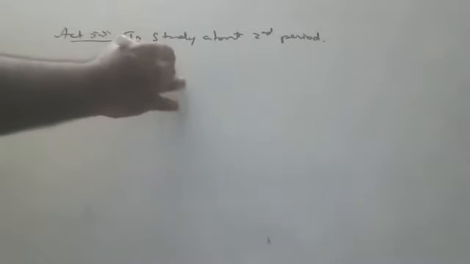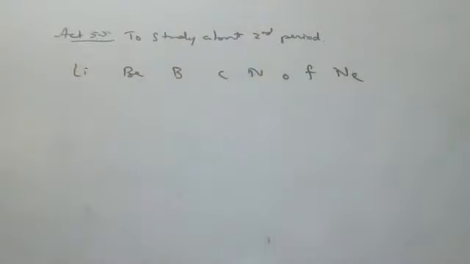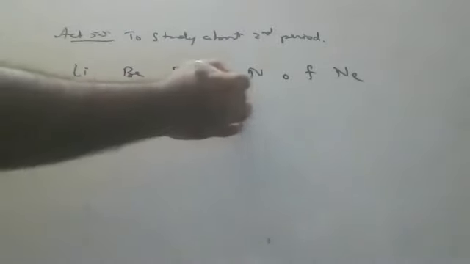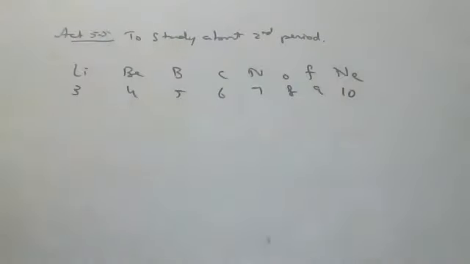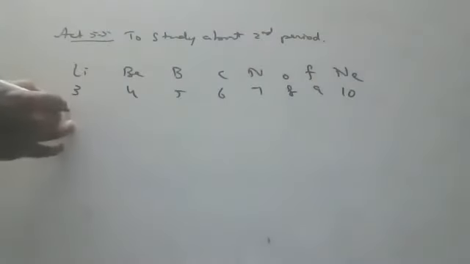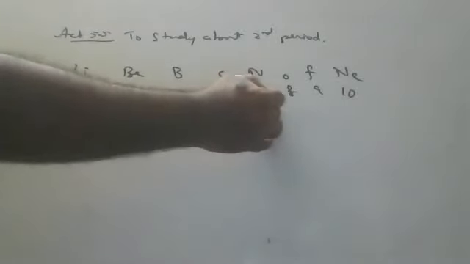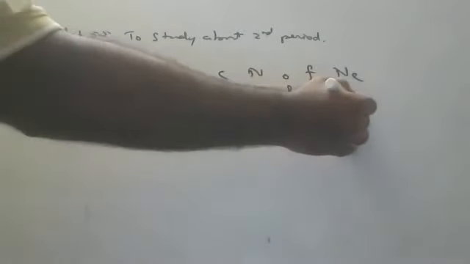Lithium, beryllium, boron, carbon, nitrogen, oxygen, fluorine, neon are present in the second period. Write down their configurations. Children, first write the atomic numbers: 3, 4, 5, 6, 7, 8, 9, 10. Configurations: 2, 1; 2, 2; 2, 3; 2, 4; 2, 5; 2, 6; 2, 7; 2, 8.